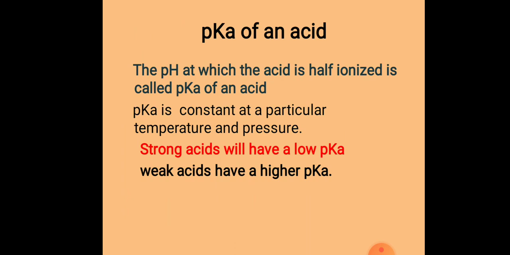Strong acids have a low pKa, whereas weak acids have a higher pKa. A strong acid example is HCl. HCl in solution can ionize completely into H plus and Cl minus, whereas a weak acid such as acetic acid does not ionize completely, so it has a higher pKa.